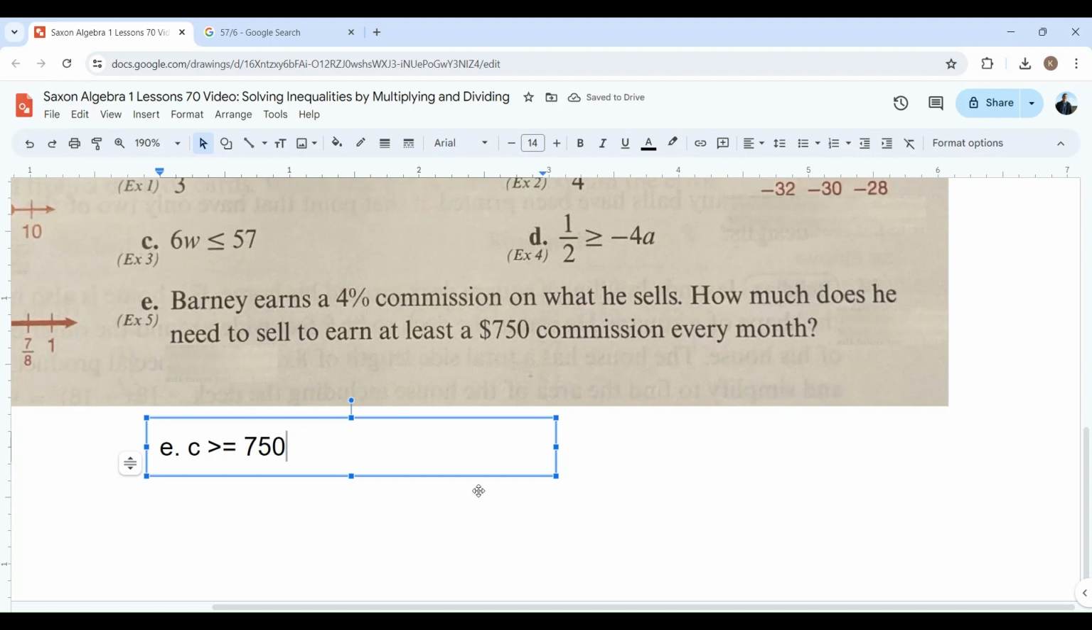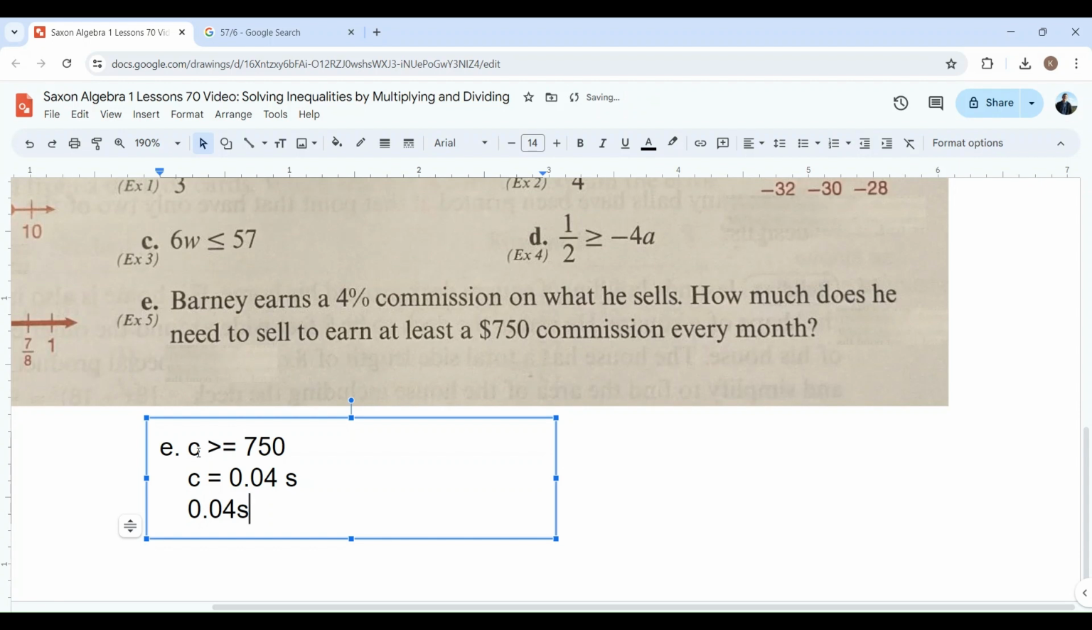Now, this is not really useful because the question is, how much does he need to sell, not what is his commission? But here's the thing. I know how commissions work. The commission is based on how much he sells. He earns 4% of whatever he sells. So the commission equals 4% times the amount sold, 4% S. And just for simplicity, I'm going to replace 4% with the actual decimal number that represents it, 0.04. So the commission is 0.04 times his sales. Does it make sense? I could just go back up to this original equation and replace C with 0.04S, which is going to be greater than or equal to 750.